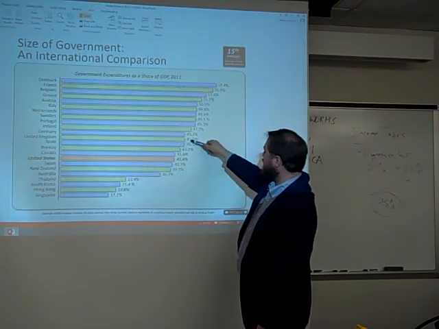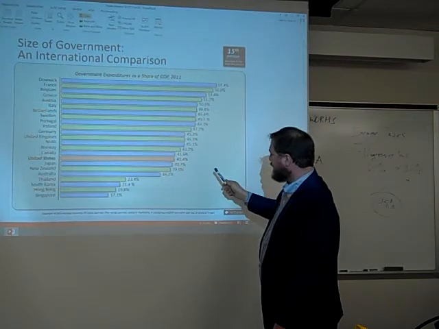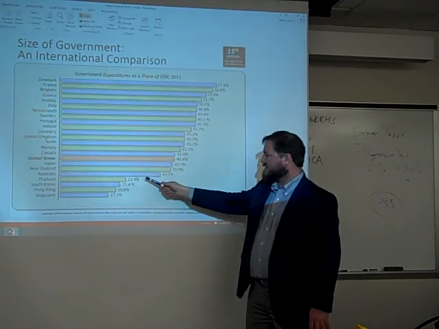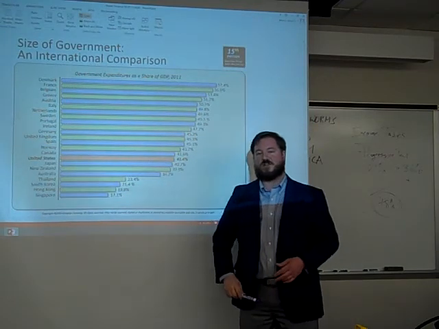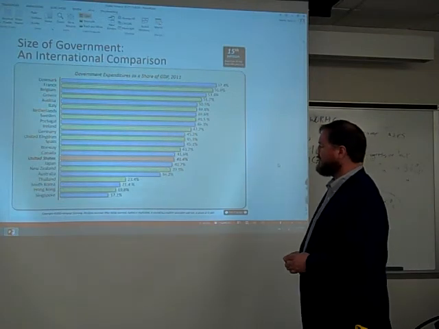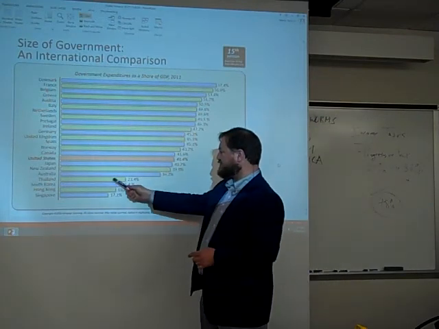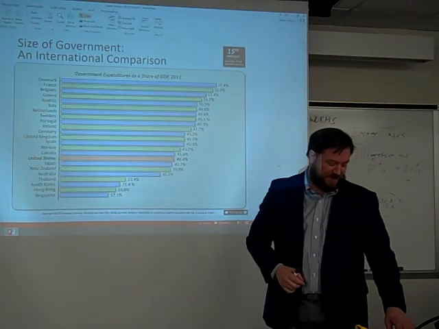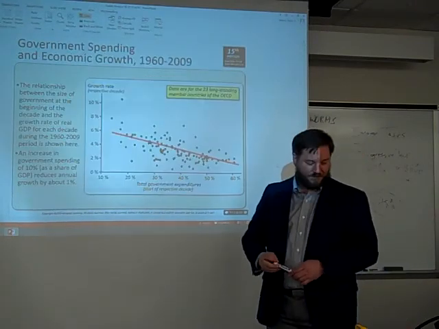Sweden, Ireland, Germany, and the UK are all in the 40s. Who is lower than us? Japan is right there with us. Thailand, South Korea, Hong Kong, and Singapore, those sort of Asian tiger economies, are considerably lower. They have a much smaller government sector in relation to their GDP. They spend money on other services other than government.